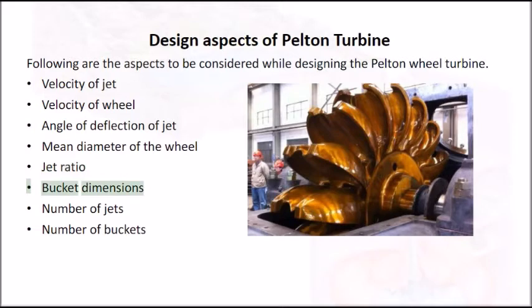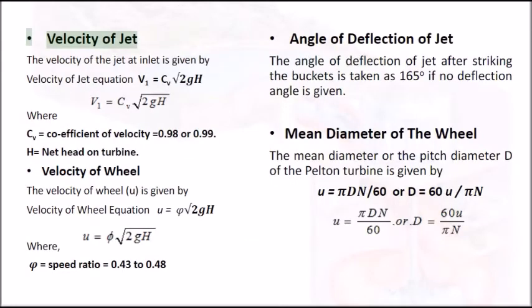Bucket dimensions. Number of jets. Number of buckets. Velocity of jet. The velocity of the jet at inlet is given by V1 equals Cv times the square root of 2gH, where Cv equals coefficient of velocity equals 0.98 or 0.99.